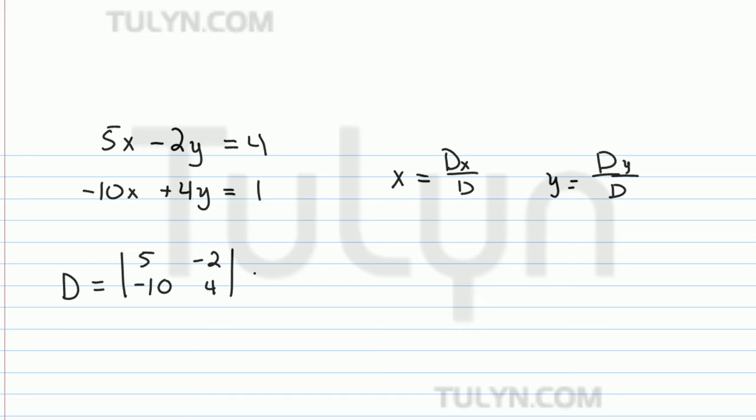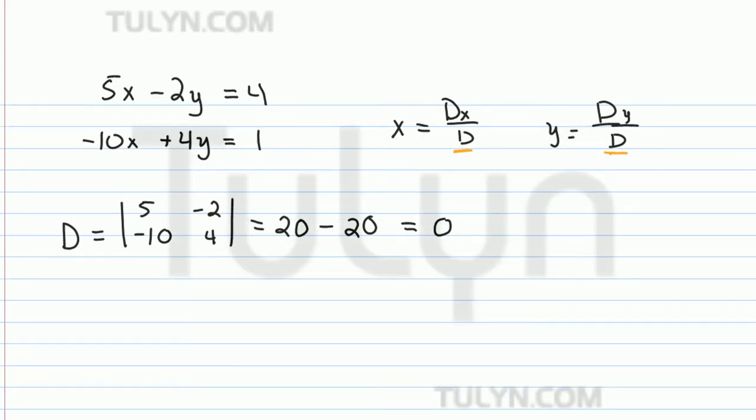negative 2 and 4. So now solving, we cross multiply, we get 5 times 4 is 20, minus negative 10 times negative 2, which is positive 20. So we get 20 minus 20, which is equal to 0. Now, remember, since d is the denominator in this case, there's a problem here, right? Because then we would be dividing by 0. So now, in order to get more information, we should find dx and dy.